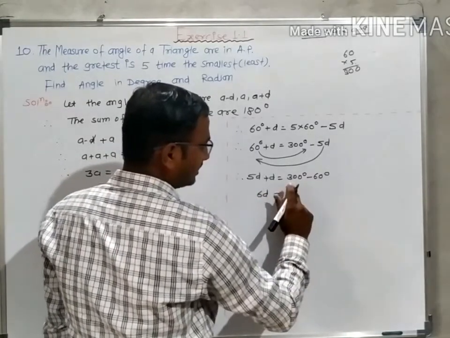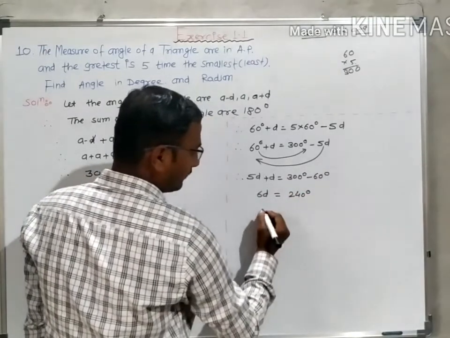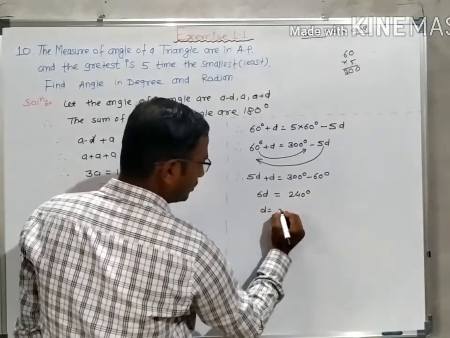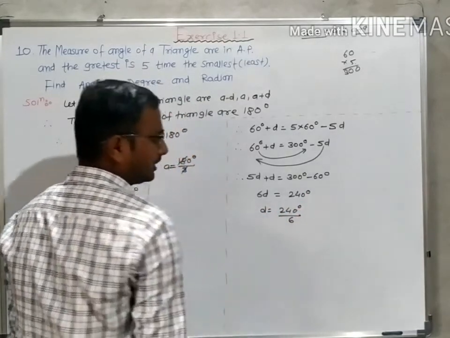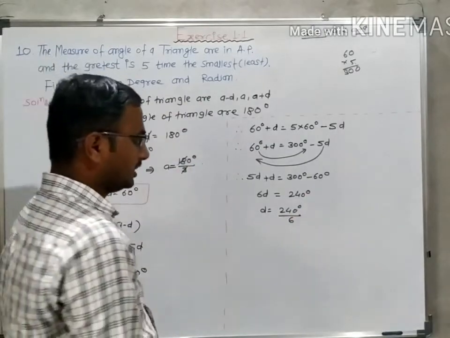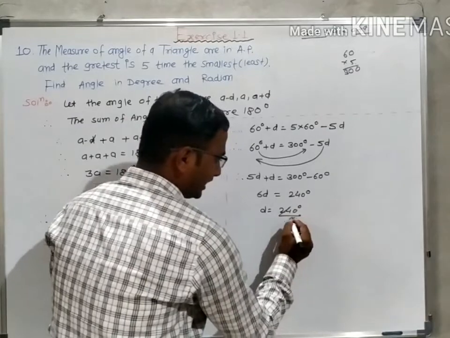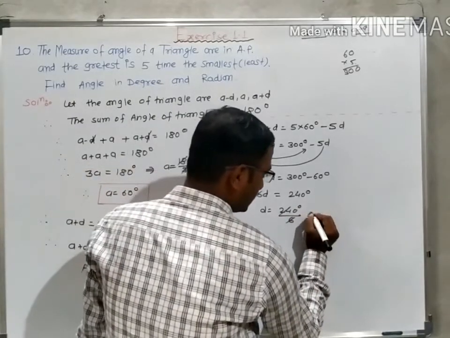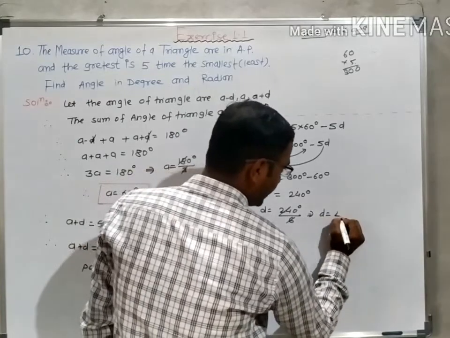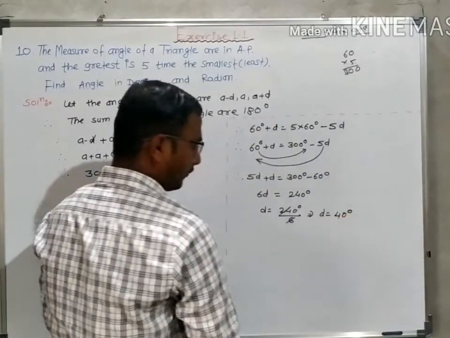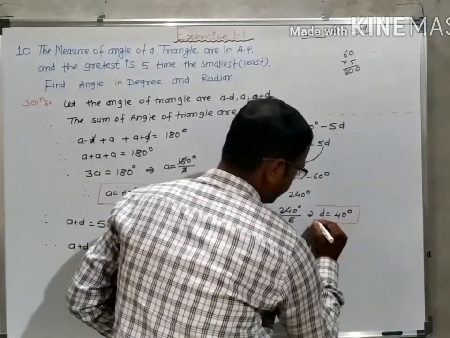300 minus 60 is 240 degree. So d is equal to 240 degree upon 6. 6 4s are 24, so d is equal to 40 degree. Okay, so d is 40 degree.